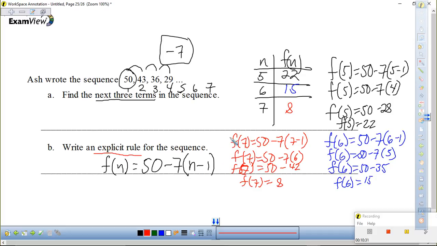N minus 1 is using the rule. Remember when we always start the f of n minus 1 for recursive? On this one, we just take out the function and leave it as n minus 1. Okay. So, how do you find your explicit rule? You start with the first term, use the rule, and then at the end just multiply times n minus 1.